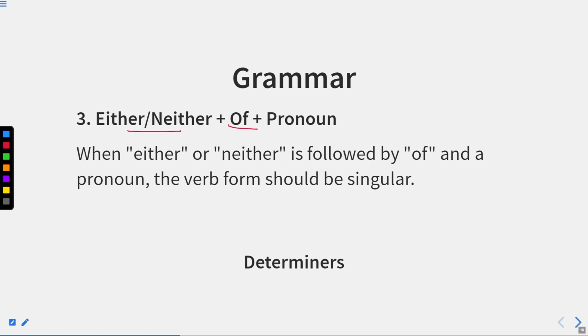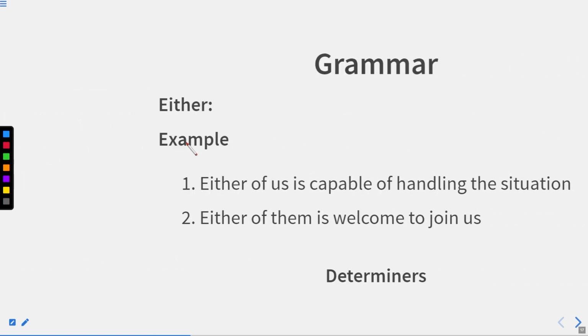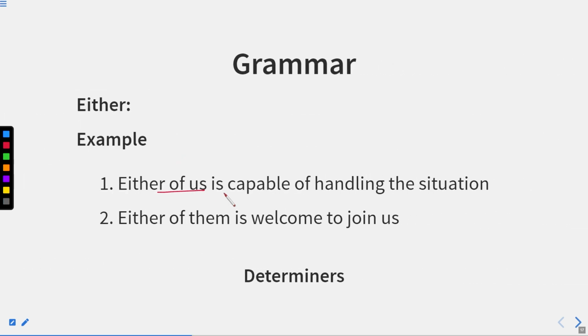Either, neither, of plus pronoun. Now, as I told you that it can be followed by a determiner, it can be followed by a pronoun as well. When either or neither is followed by of and a pronoun, the verb form should be singular. For example, either of us is capable of handling the situation. Either of them is welcome to join us. So, after these expressions, we are using the singular form of the verb.